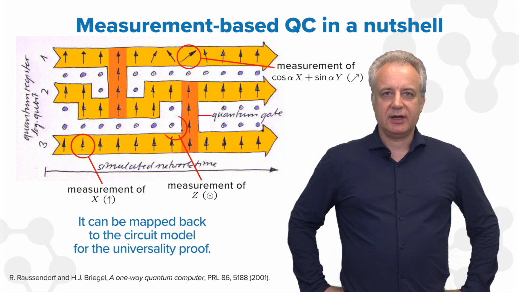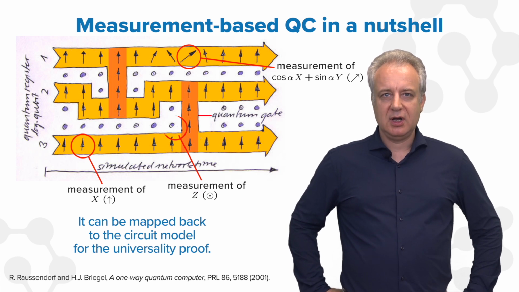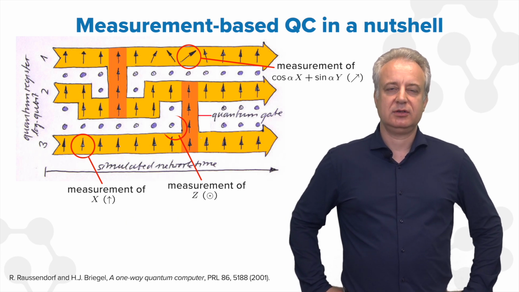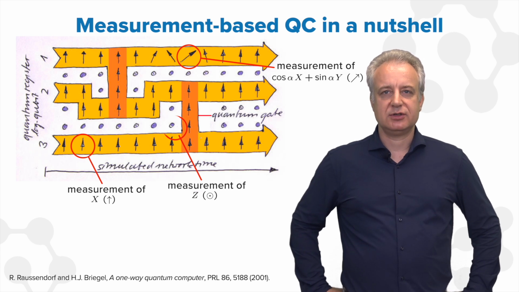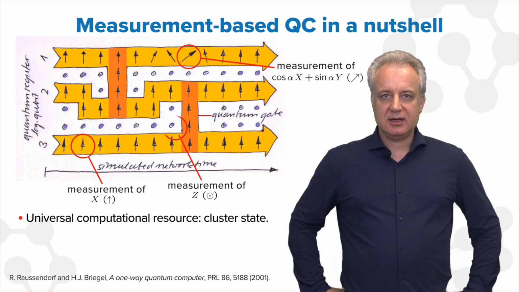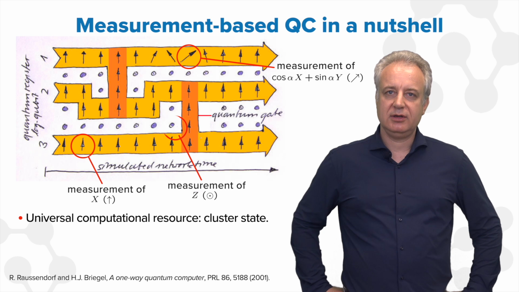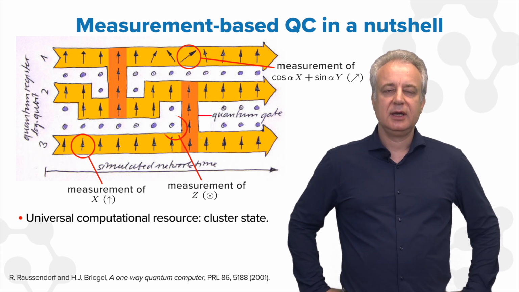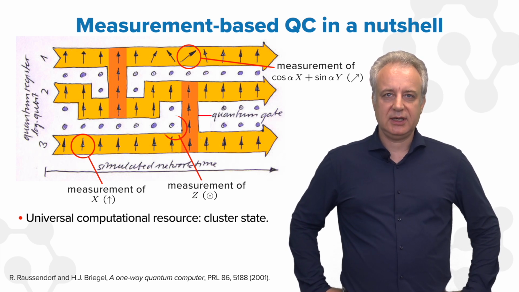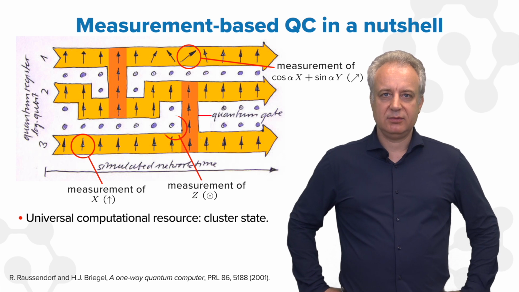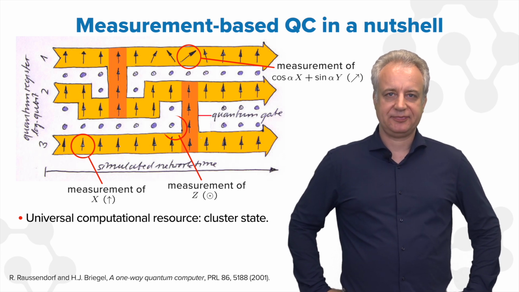So let me summarize the most important things that need to be said here. Of course, not every entangled quantum state works for this computational scheme, but the cluster state is such a universal resource that you can implement any computation on it. It's not the only one. There's other states out there that do the same. So, for example, the AKLT states familiar to condensed matter physicists.